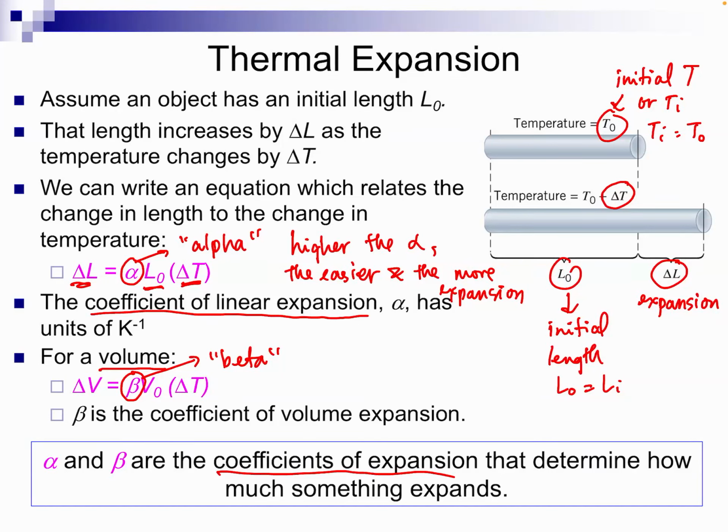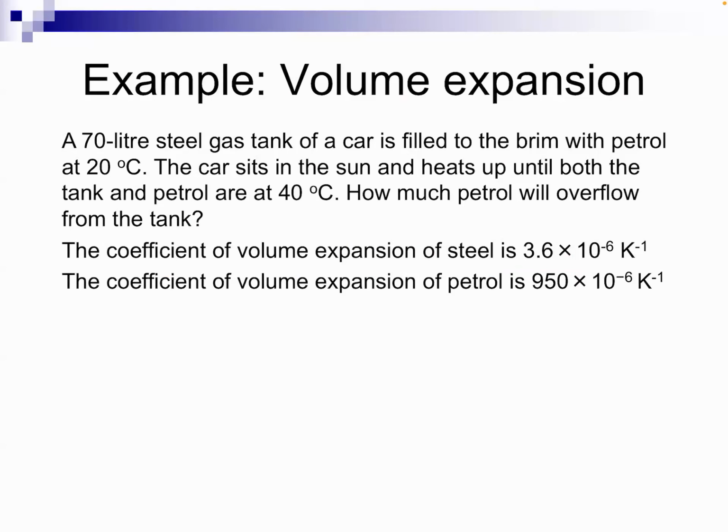All right, let's look at this example. A 70-liter steel gas tank of a car is filled to the brim, meaning it's to the tip. It's almost overflowing, just a little bit more and it will overflow. It's filled with petrol at 20 degrees Celsius. And the car sits in the sun and heats up until both the tank and petrol are at 40 degrees Celsius. How much petrol will overflow from the tank?